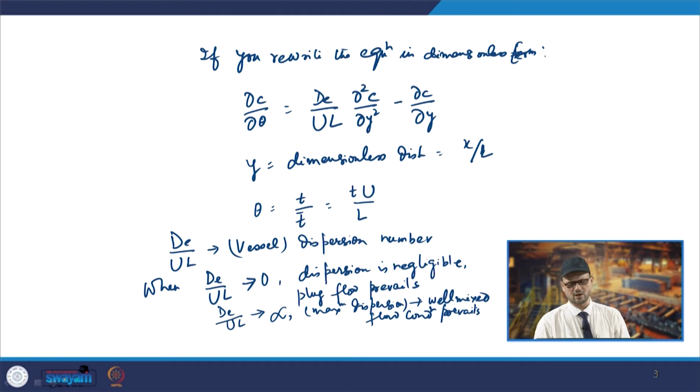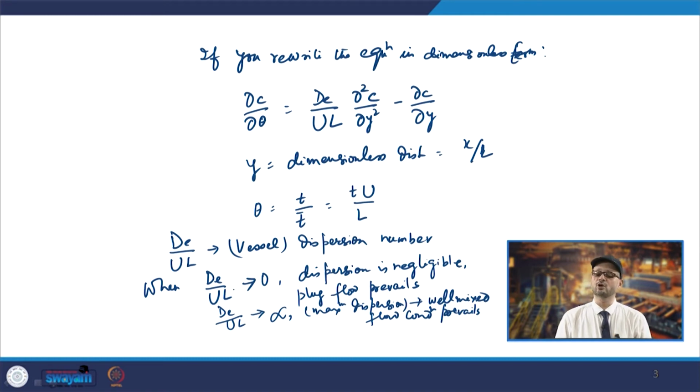So that is the significance of this number dE upon UL, that is your dispersion number, and we will see how by changing this dispersion number there will be a change in the shape of the F curve or the C curve.